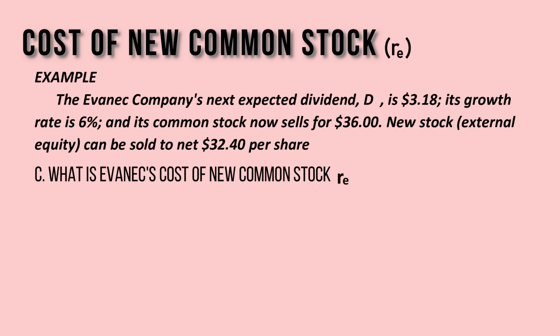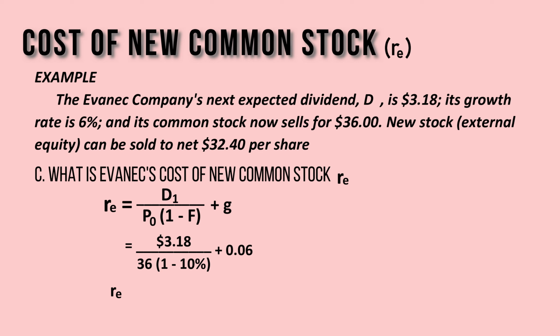For the last question, what is Evonik's cost of new common stock? By simply following the formula, cost of equity from new stock is equal to dividend yield multiplied by 1 minus flotation cost plus growth rate. So, $3.18 divided by 36 times 1 minus 10% plus 0.06 is equal to 15.81%, which is the cost of new common stock.